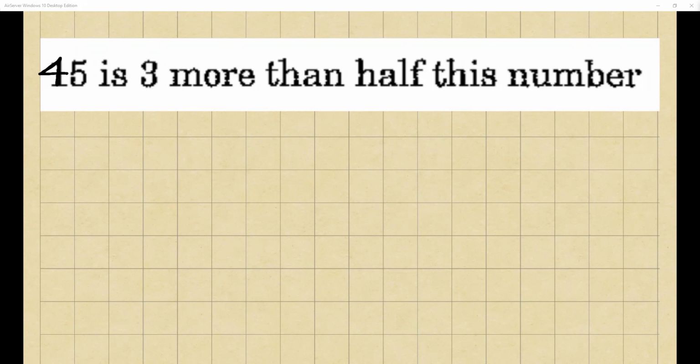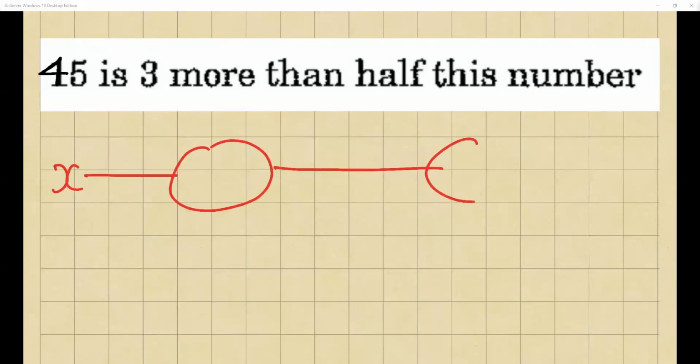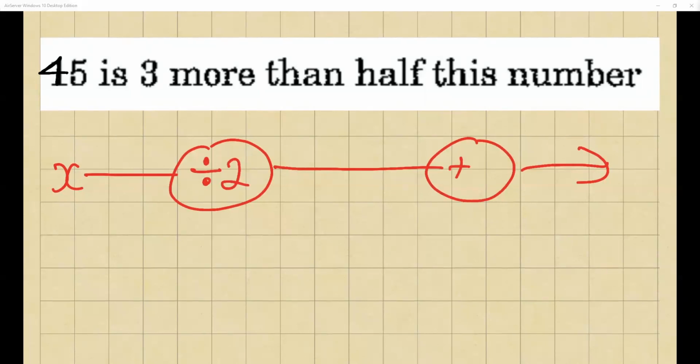45 is 3 more than half this number. So first you do x add 3 and divide by 2. Okay, tell you the answer? 45 is 3 more than half this number. Are you sure the half the number goes last? Oh no, divide by 2 first. And then add 3.